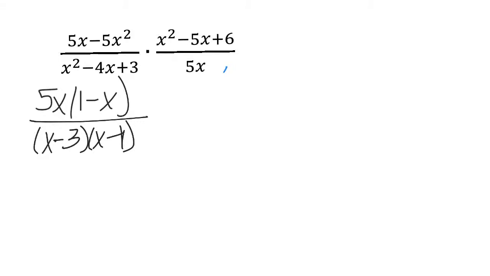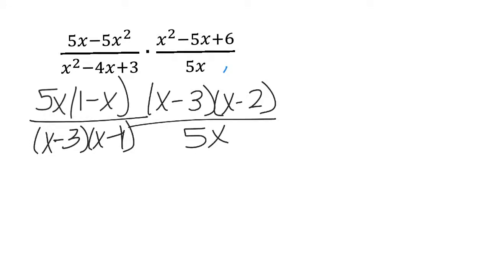And then the two numbers that multiply to 6 and add to negative 5 are x minus 3 and x minus 2. And then we have the 5x. I meant to do this. Let me write that. So at first glance, what do I see that I can cancel out? The 5x divides the 5x. Remember, I can go diagonally or vertically. This x minus 3 divides with this x minus 3 to give me 1.